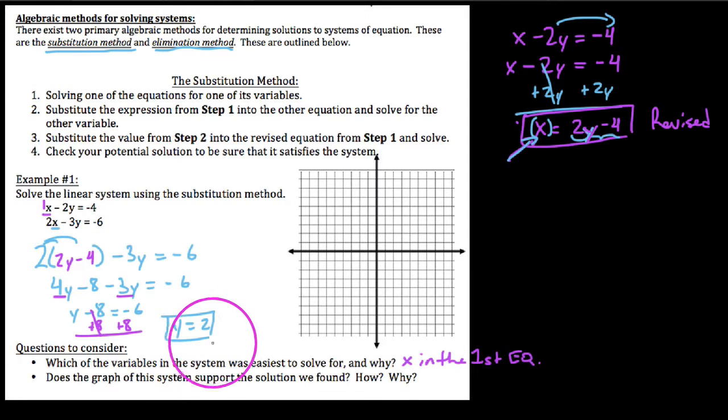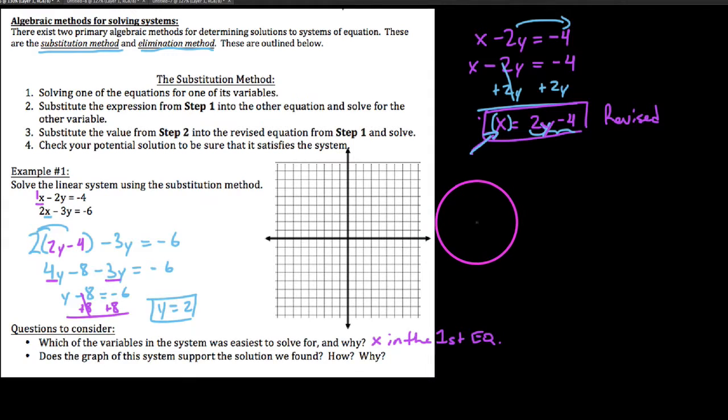Now I want to box this. It's really important that you put a box around that. It basically means that the point of intersection of these two graphs, if we were to graph their solutions, has a y value of 2. So how am I going to find the value of x if I know what y is? Just like when I knew what x was, I could substitute it into the equation and find y. Now that I know y, I can plug this back into the equation to find x.